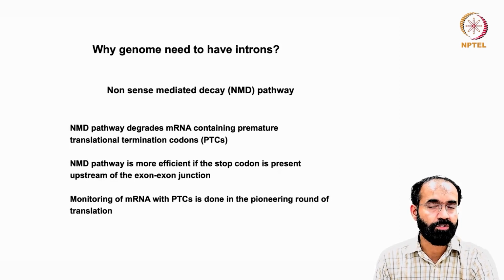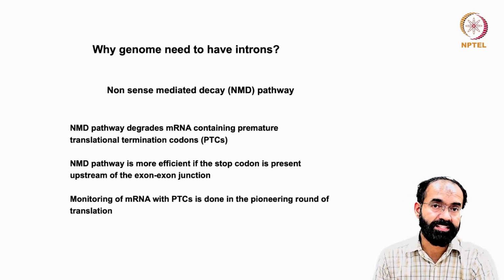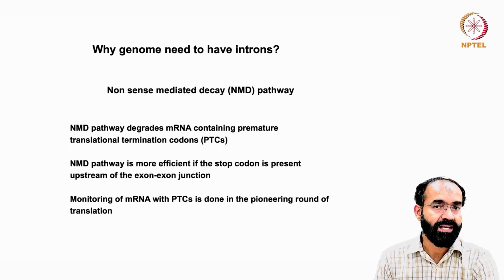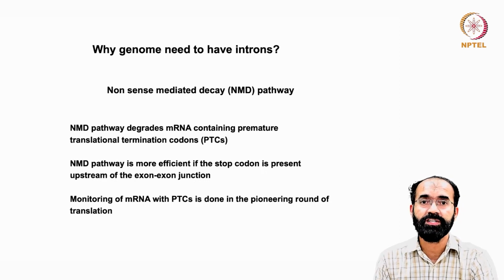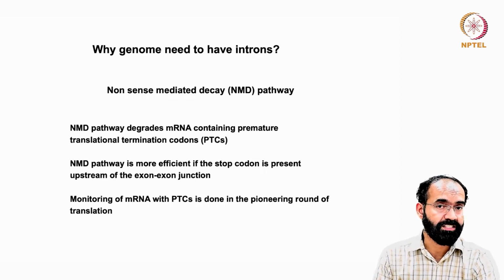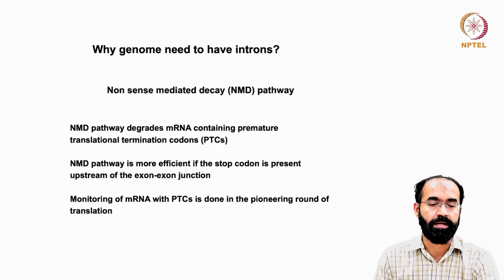This exon boundary is bound by some factors, some proteins, which give a message to the translational machinery merely by physical interaction. That is why you are able to detect whether the stop codon is upstream of an exon boundary. If it is right in the middle, nowhere close to an exon boundary, the mutation persists, because there can be some other way of degrading it, but nonsense mediated decay will not come into the picture. We will see that in more detail with the example.